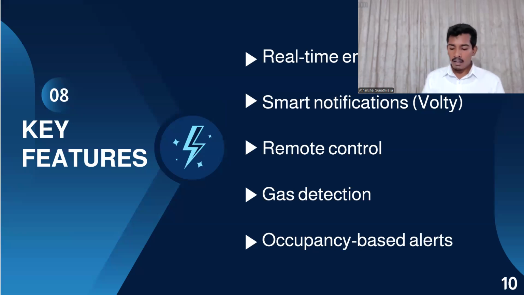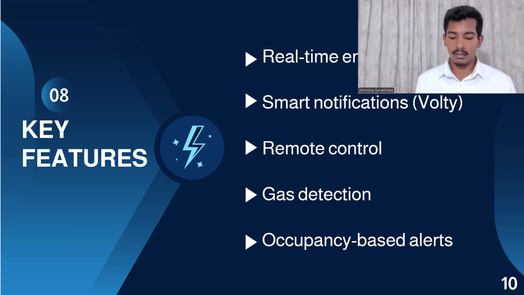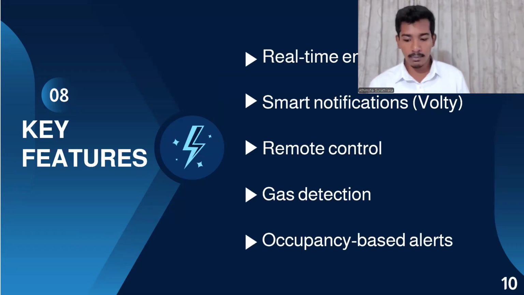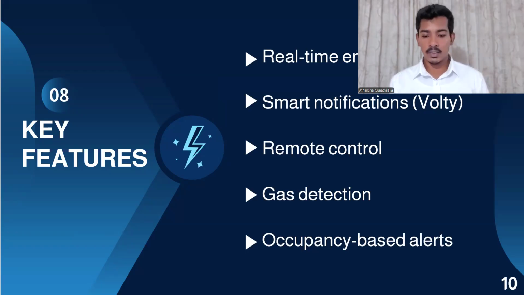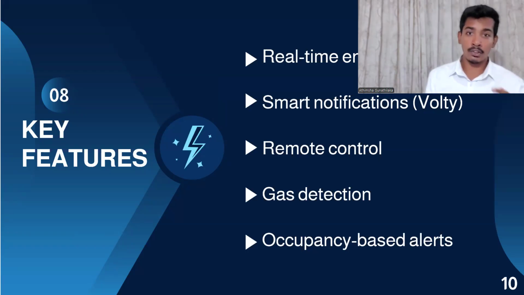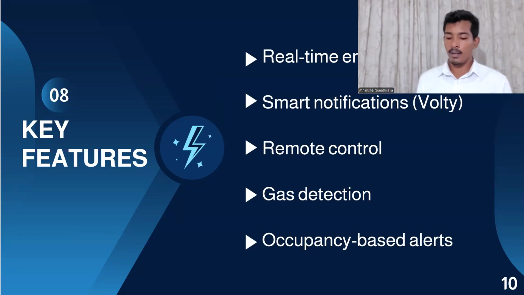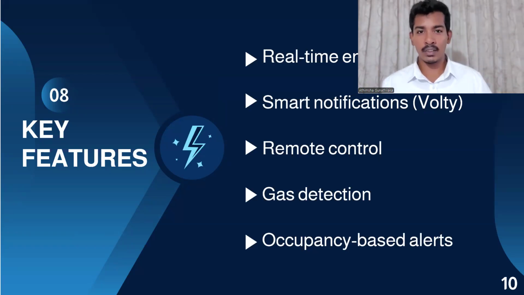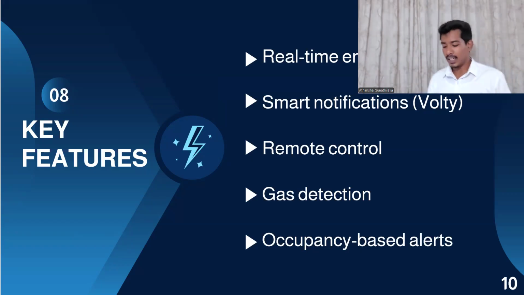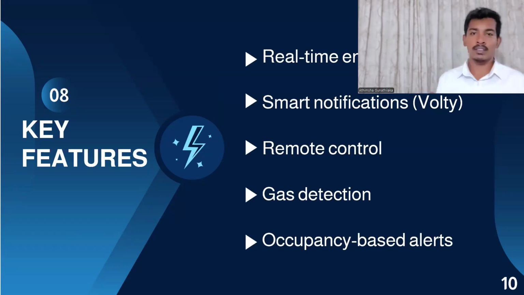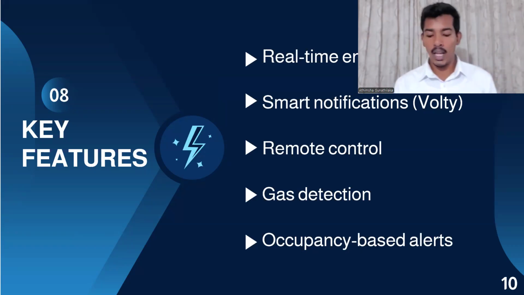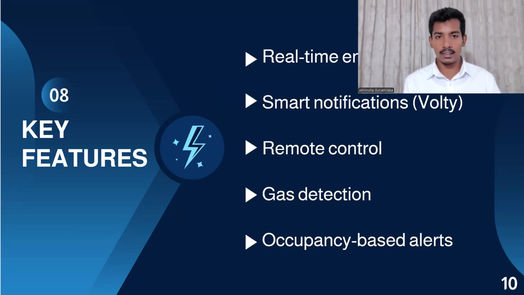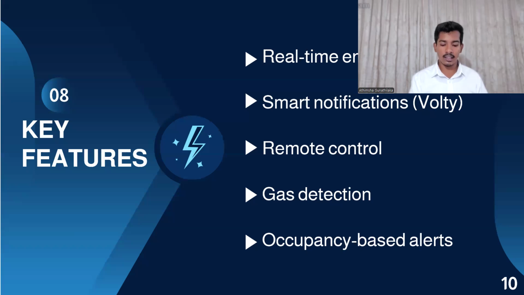We have 5 standout features that define VoltLink. Real-time energy monitoring keeps you informed at all times. The VoltLink AI assistant sends smart notifications before small issues become big ones. And remote control means there's no need to physically be present in the room. Gas detection adds safety, which most systems overlook these days. And occupancy-based alerts flag when appliances are running in an empty environment automatically.